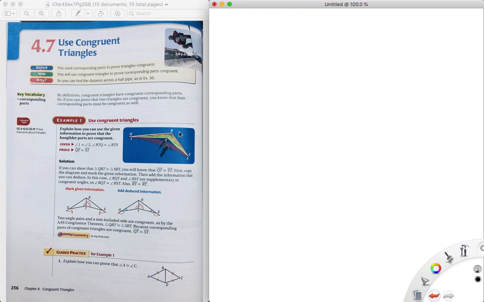Okay, this is 47 and 48. Corresponding parts of congruent triangles are congruent, isosceles triangle theorems and equilateral triangle theorems. So this is going to be real quick. 47 deals with something called congruent triangles.